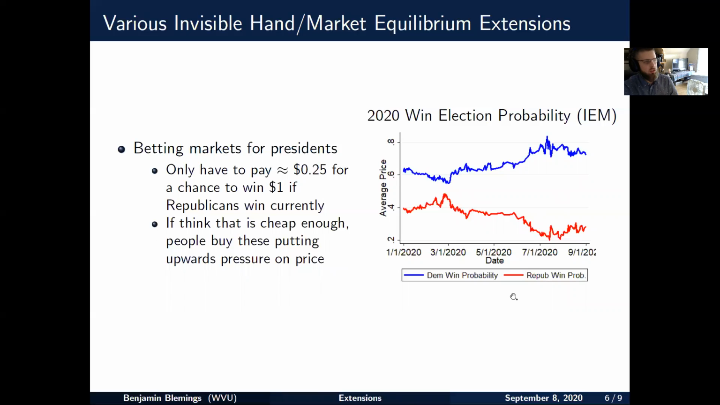And there's a number of extensions for market equilibrium and what it can be used to do. Currently, this is data that I downloaded today from the election markets.